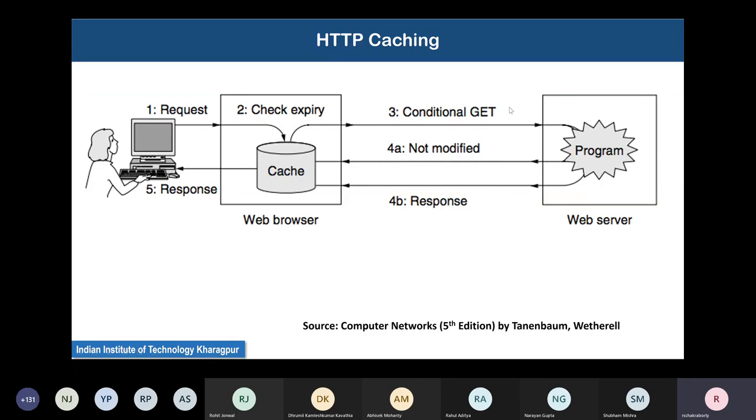For example, it will send a GET with a particular field saying that please send me back the web page only if you have modified it. Okay, it has expired. My local web cache page has expired. But if you have not modified it, you send me back the web page only if you have modified it, and when it says not modified, it still uses the cache page. Otherwise, it sends back the response, and that is used.